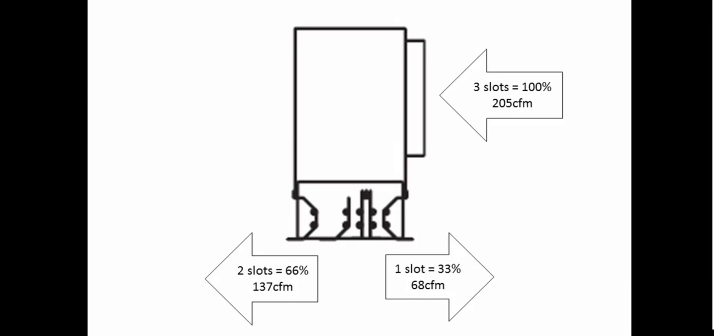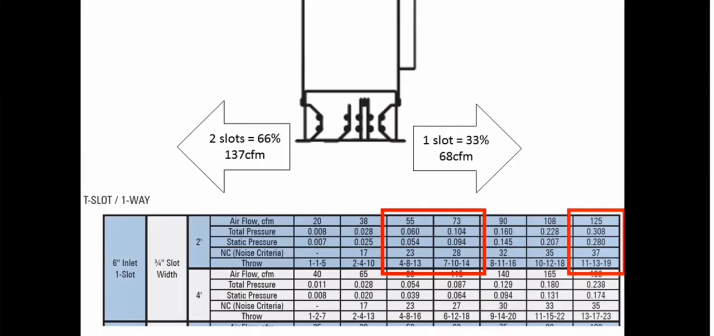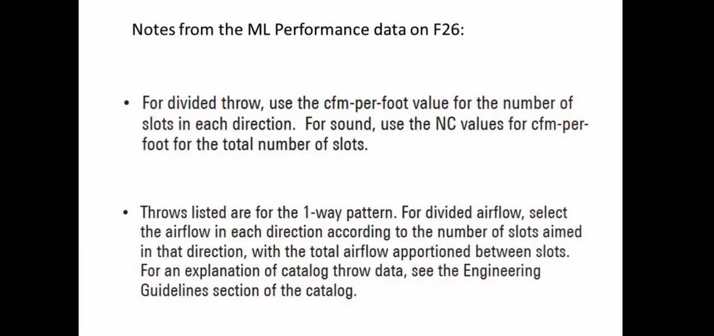for each direction. Now we simply find those air volumes on the one-way data page on an identical length and inlet unit. We compare the 133 CFM to the 125 data, and the 66 CFM is between 55 and 73. These are the throw lengths in each direction. This will reveal our throw distance. Remember, pressures and sound are not affected by balance or direction of airflow.